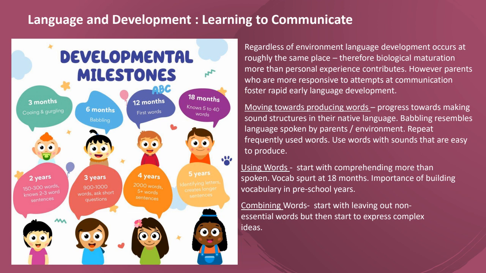So the stages in which language development takes place: initially the children will babble or coo, starting to make the sound structures in their mouth, but they make them in their native language because that's the language spoken by parents and within their environment. So they start to use words more frequently, and they use words that are easy to produce. And as they get older, towards about 18 months, they start to have a much bigger vocab, and even a vocab spurt at 18 months.